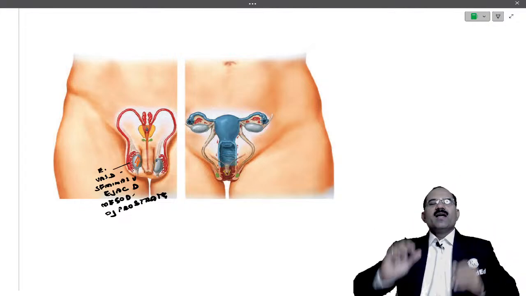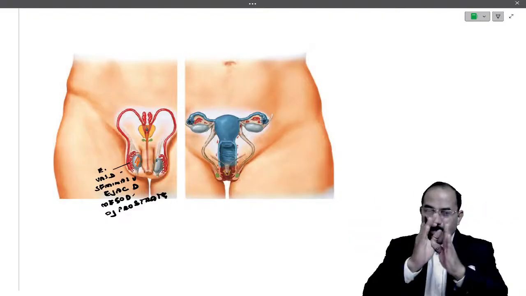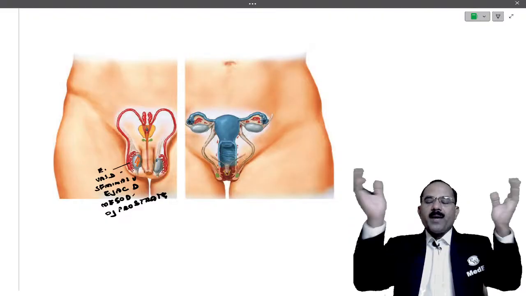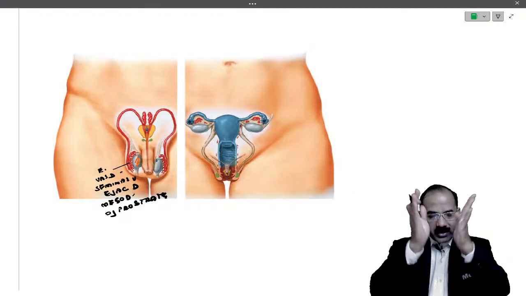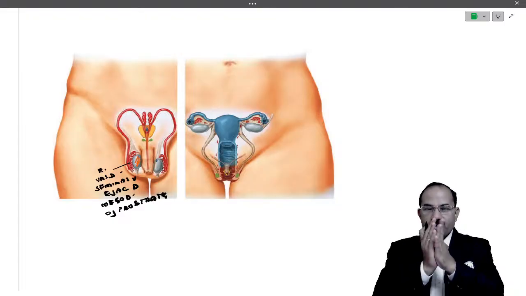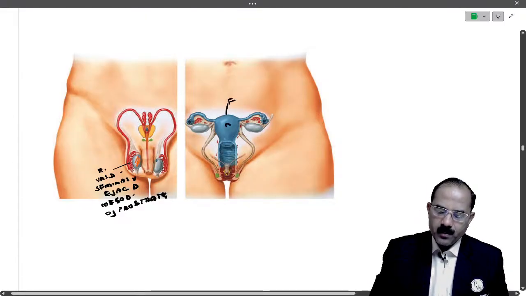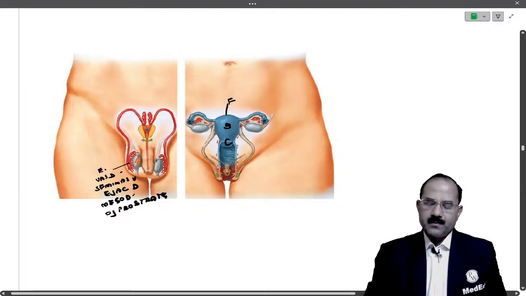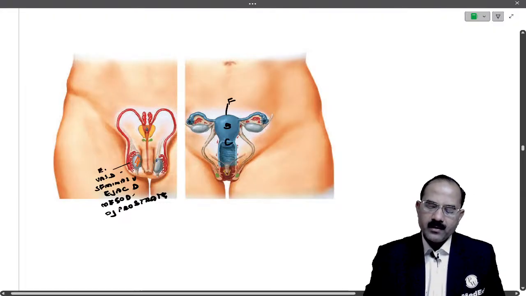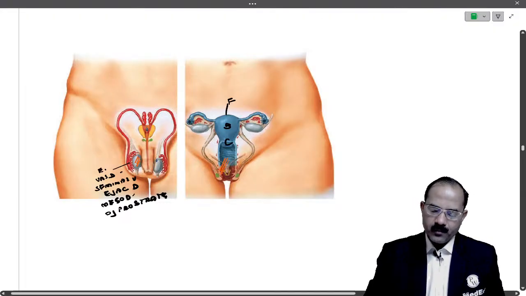Very good. That's the mesonephric duct. Now the two paramesonephric ducts. There are two paramesonephric ducts. The two paramesonephric ducts fuse, and the ones which fuse are going to form the fundus. They form the fundus, the body, the cervix, and the upper 1/3 of the vagina.